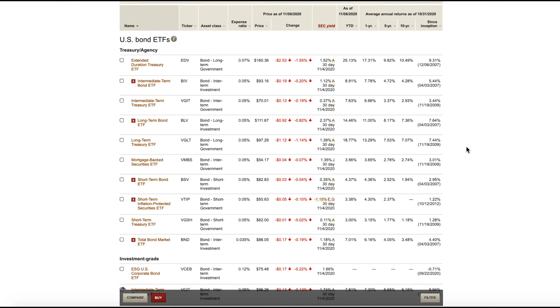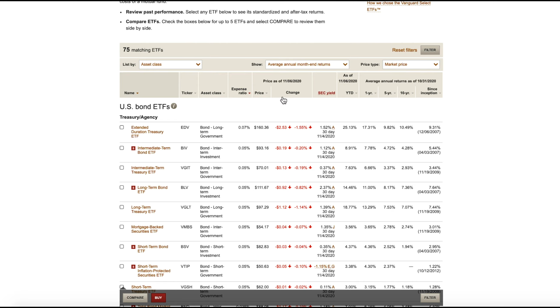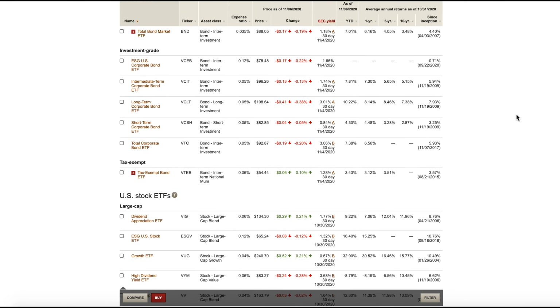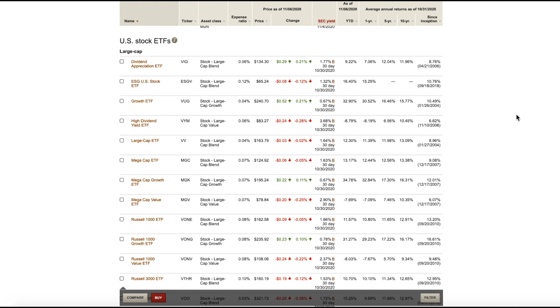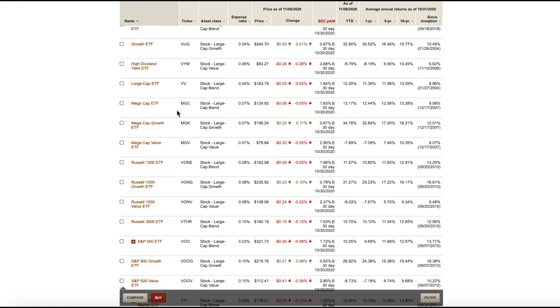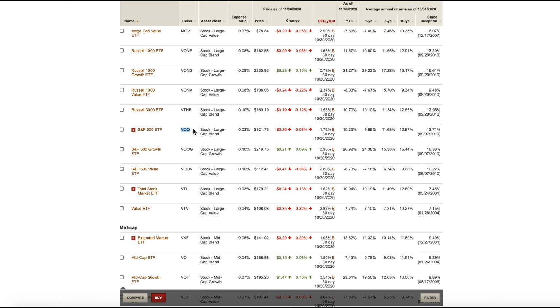So going through some of these sections, this first one is bond ETFs. If we keep scrolling down, you're going to see US stock ETFs. So this is where you are going to find different large, medium, small cap stocks, as well as some of our index funds that we talked about in the last video. So VTI, which I always use as an example, is right there, and we'll come back to that and actually look at that one.